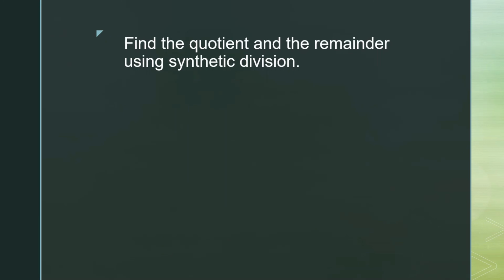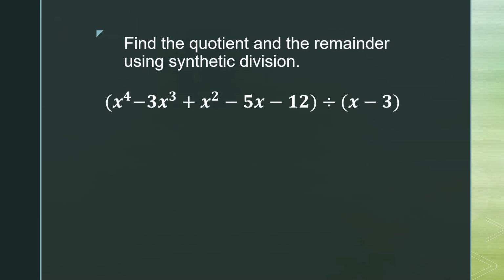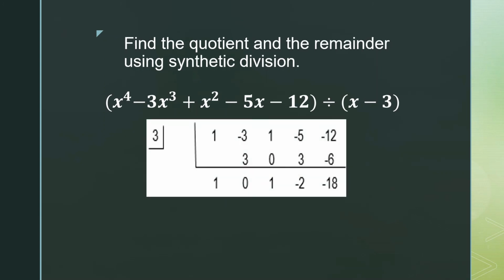Find the quotient and the remainder using synthetic division. We have x to the fourth minus 3x cubed plus x squared minus 5x minus 12 divided by x minus 3. So here's the solution. It means that the quotient is x cubed plus x minus 2, while the remainder is negative 18.